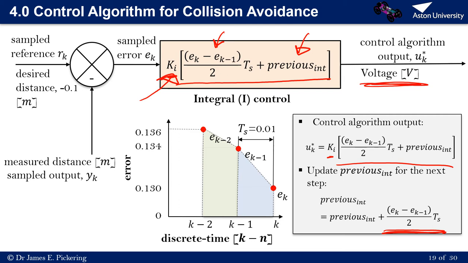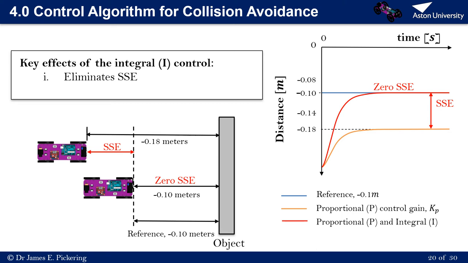So if we represent the key effects of the integral control gain graphically and also with an illustration, if I use the reference again, which is just going to be minus 0.1 meters, and then look at the proportional control gain here, I put the worst case here where we had the largest steady state error, and you can see this here.